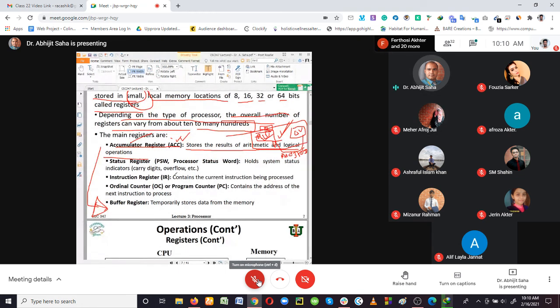Okay, then comes the status register, also known as the PSW, the processor status register or processor status word. The name itself tells what it is. It stores or holds the status of different pieces of information. The status register or PSW holds the system status indicators like carry bits, overflow, and so on. So this register keeps the status. It is talking about the carry digit and overflow.